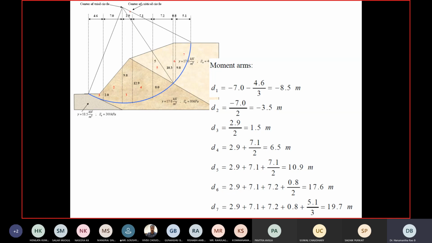So weight multiplied by the lever arm distance will give the total moment. It could be driving moment or resisting moment, depending upon whether the value is positive or negative. So from this case, it is obvious that slice numbers 1 and 2 are contributing to the stability, and all the remaining slices are contributing to the instability.